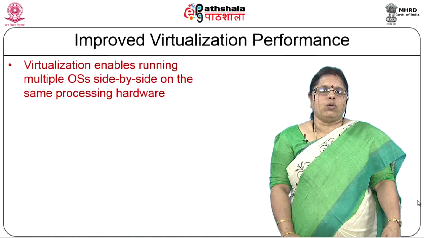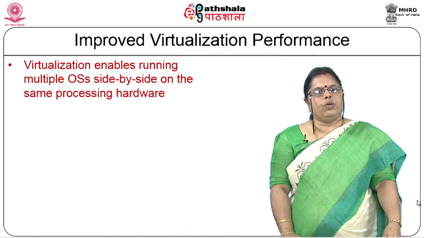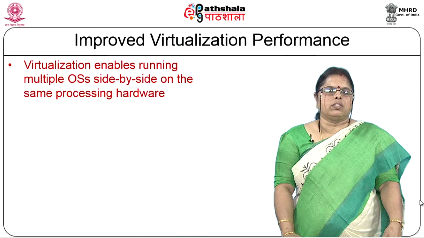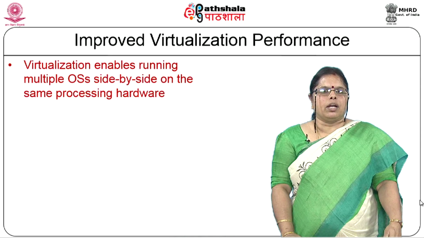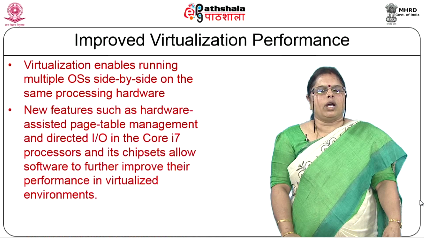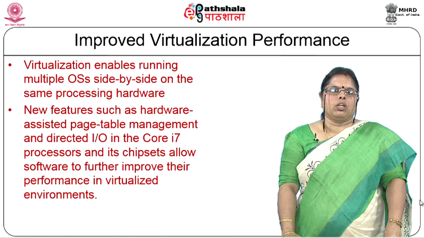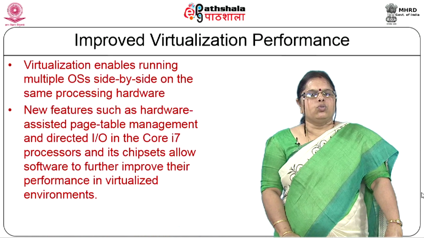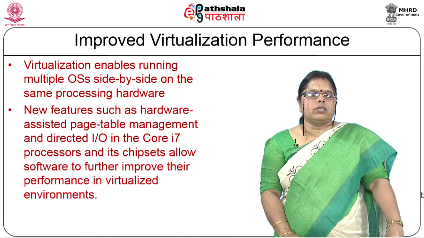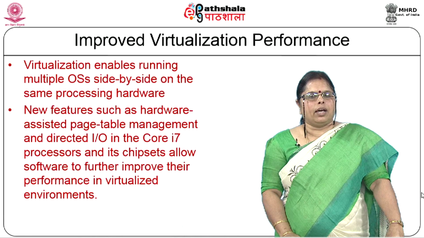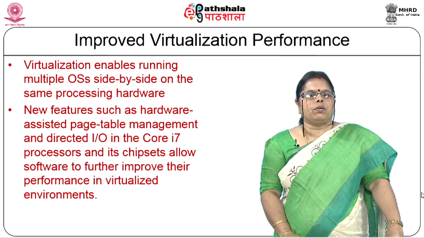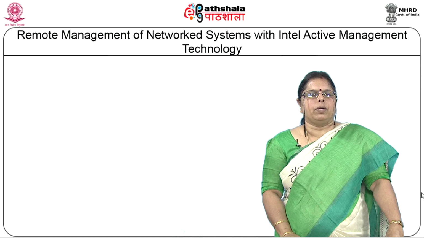So, if you look at the support for virtualization, we have already discussed the basics of virtualization. Virtualization enables running multiple OSs side by side on the same processing hardware. So, i7 has brought in a lot of features which will support virtualization. So, you have new features such as hardware assisted page table management and directed IO in the i7 processors and its chipsets, which allow software to further improve their performance in a virtualized environment.